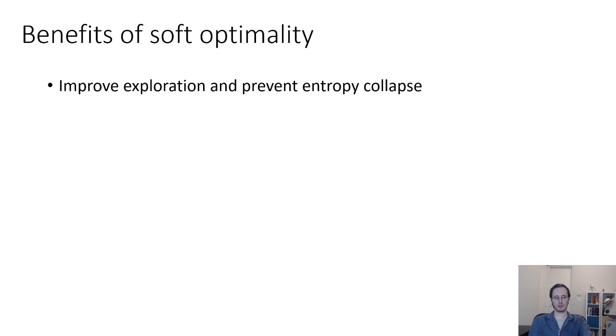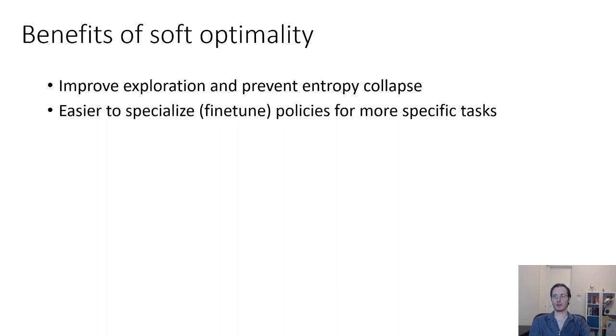Well, one benefit, at least in the case of policy gradients, is that it improves exploration and prevents premature entropy collapse, which for policy gradients can greatly harm exploration. It can be somewhat easier to specialize or fine-tune policies for more specific tasks. When you end up with policies that are more random, it turns out they're better suited for fine-tuning when the task changes slightly. And I'll show some examples that illustrate this in the next part of the lecture.